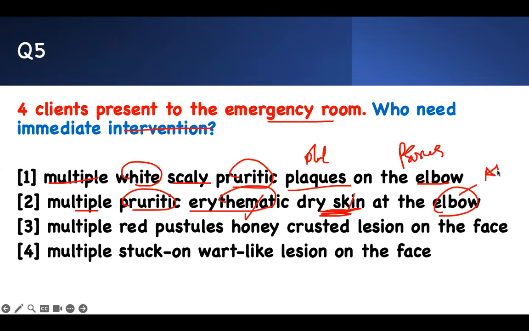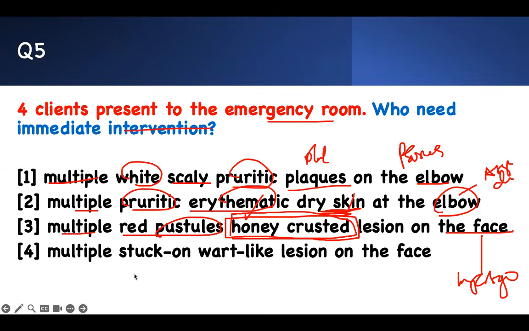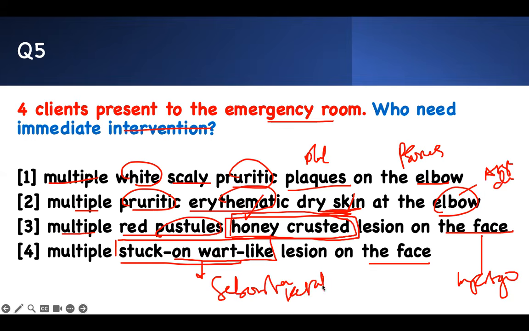This is atopic dermatitis. You have multiple, red pustules, there's pus, buzzword, encrusted. In your test, when you see encrusted, that's the buzzword. You should not mix this. Lesion on the face. This is impetigo. Multiple stuck-on lesions on the face, this is also a buzzword. This is what we call seborrheic keratosis. And this is common in older patients.